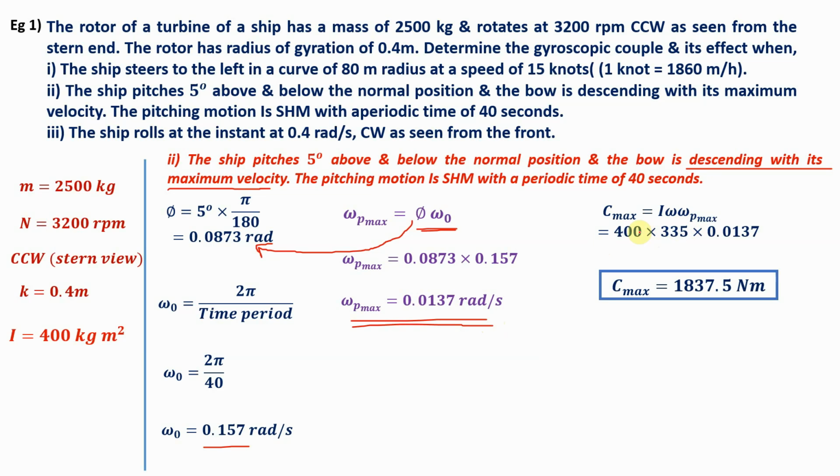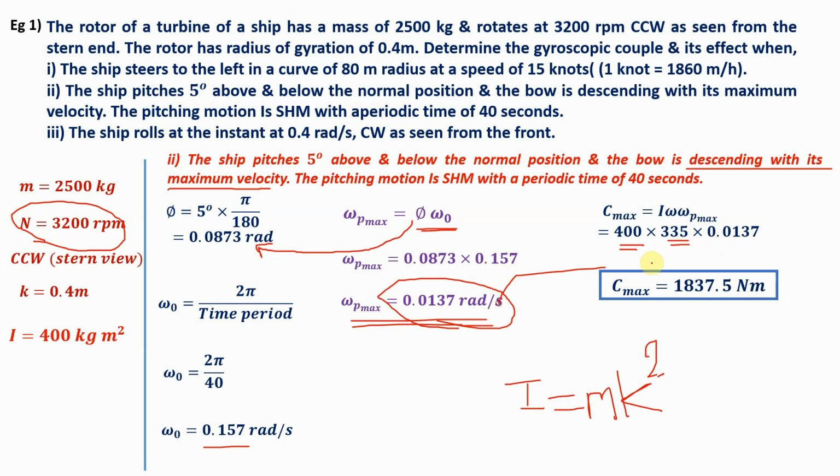So moment of inertia is 400, I equals mk square. We have done that while finding out the value of c during steering. Then precession speed is 335 radian per second, that is 2 pi N upon 60, the speed with which the rotor is rotating. Now we have determined omega p max, which is equal to 0.0137 radian per second.